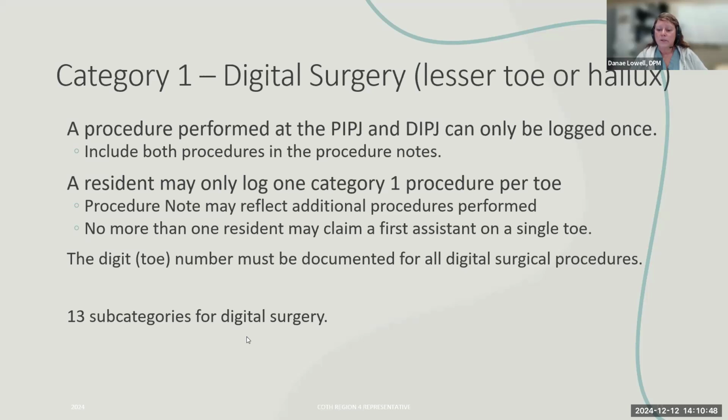Make sure to log the digit number for all digital surgical procedures. You can't perform both the PIPJ and DIPJ arthrodesis, split them between two residents, and give each of them a first assist and digit procedure. This example is a single procedure with a single first assist. The proper logging document does not address every subcategory since many of them are self-explanatory. The proper logging document seeks to clarify those categories which may seem less evident.